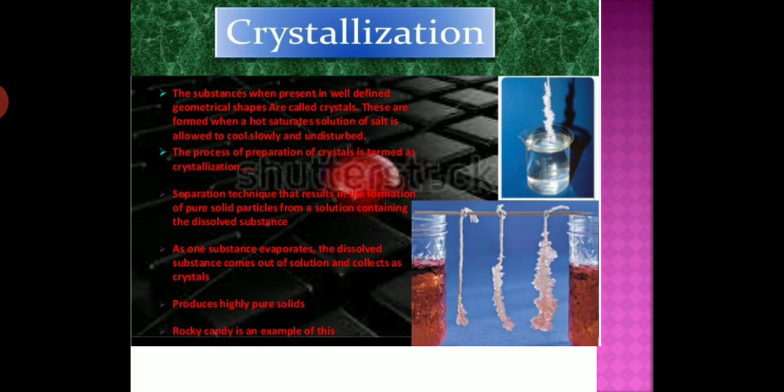Now cover this solution with filter paper and leave it undisturbed at room temperature to cool slowly for a day. Now you will obtain the crystals of copper sulfate in the china dish. This process is called crystallization.